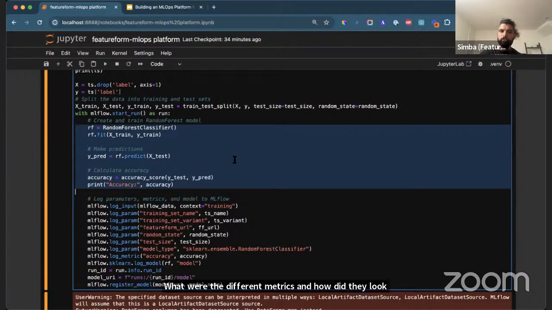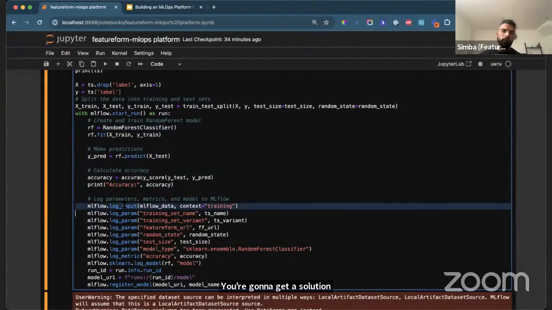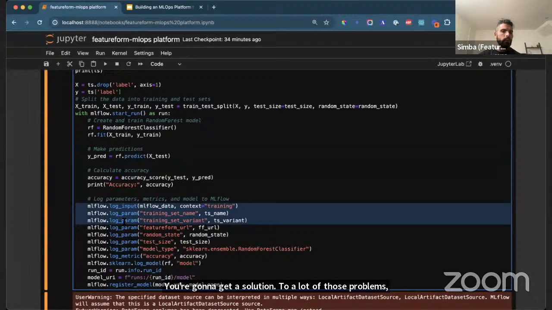Those sorts of questions are the questions that experiment trackers like MLflow solve. So something like MLflow, you're going to get a solution to a lot of those problems. You'll be able to log your parameters, log your inputs, log your metrics, log your models, and all of those become searchable and usable. So you can look at any experiment, any model, understand what it was and how it was defined.